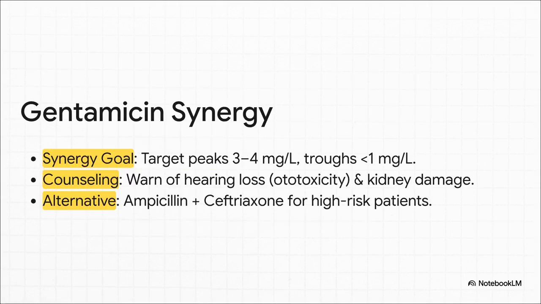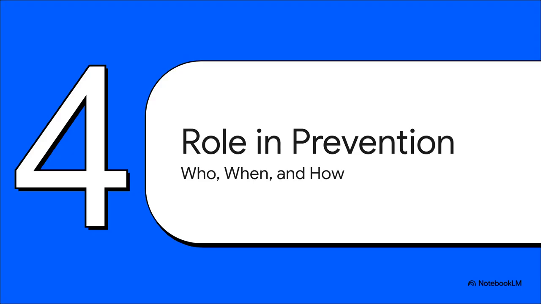So when we do use gentamicin for synergy, especially with enterococcus, our dosing goals are a bit different. We're aiming for lower peaks, just enough to get that synergistic effect. But the counseling is exactly the same, and it is non-negotiable. You have to warn every single patient about the risk of hearing loss and kidney damage. And remember, if you have a high-risk patient, that ampicillin plus ceftriaxone combo is a fantastic alternative that lets you avoid aminoglycosides altogether. All right, we've talked a lot about treatment.